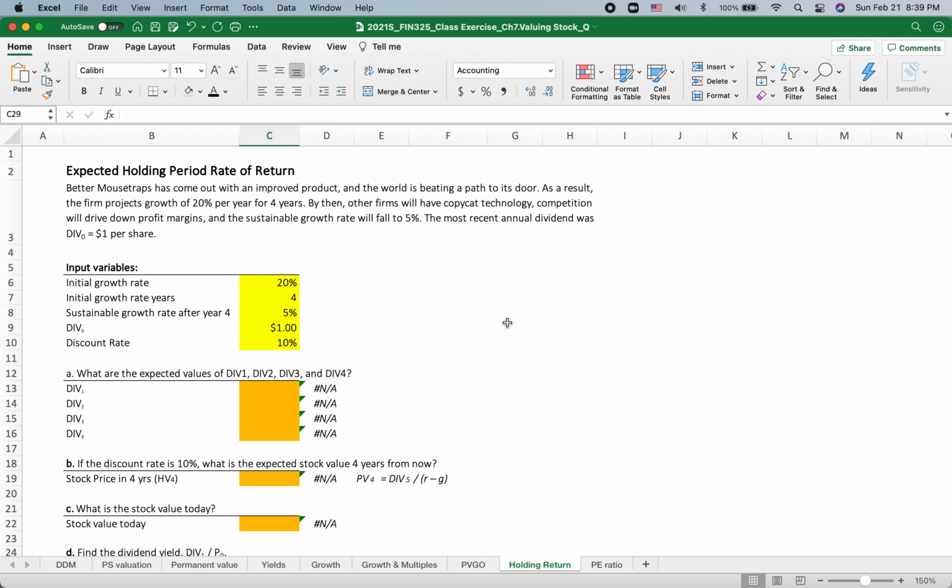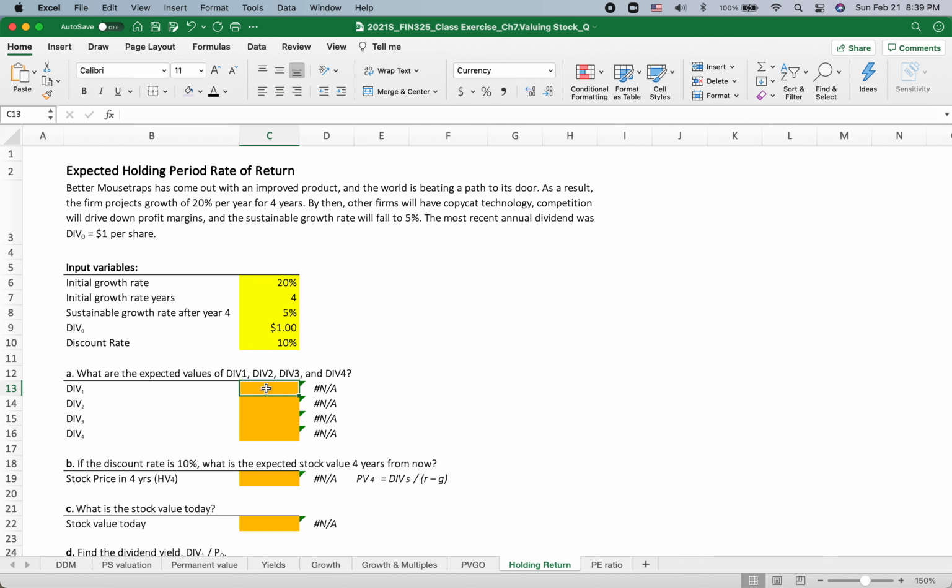The most recent annual dividend was dividend zero. You have to keep that in mind. It's not dividend one. We have to multiply by one plus the growth rate when we use dividend one. Input the variables. We have 20%, 4 years, and then 5%. The 5% is the permanent growth rate, and the discount rate is the given number.